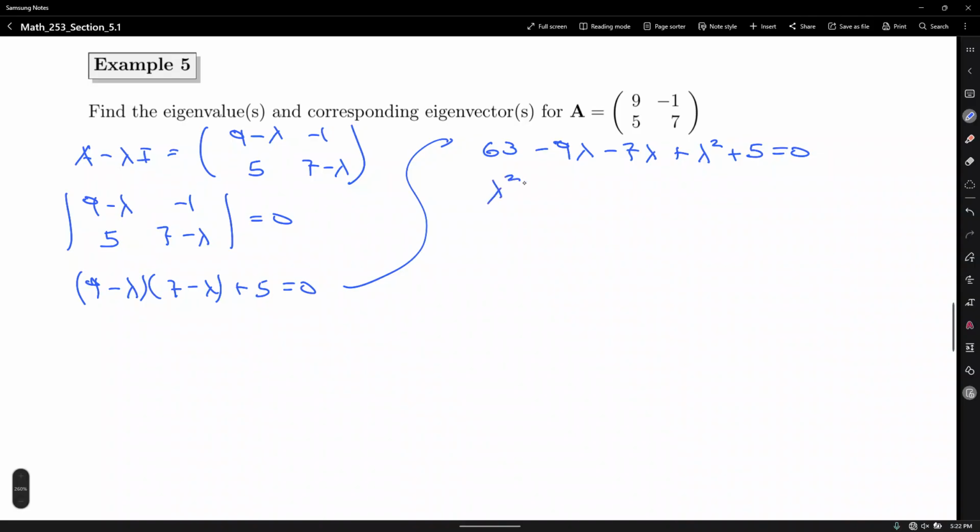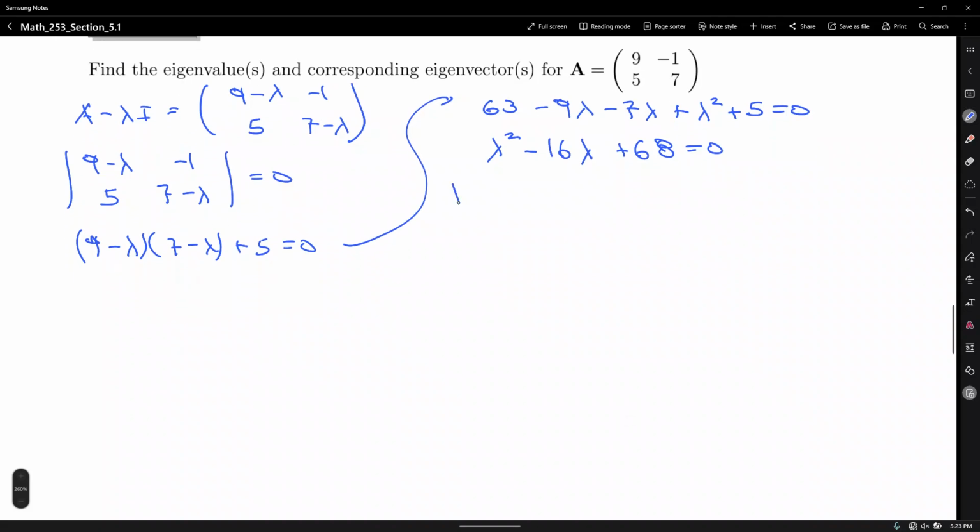So that's lambda squared. What is that? So lambda squared minus 16 lambda, and 63 plus 5, is that 68? And let that be equal to 0. Okay, guys, now that we have a polynomial, is this factorable? Can we find factors of 68 that add up to negative 16, guys? Can we have any? What do we do in this case?